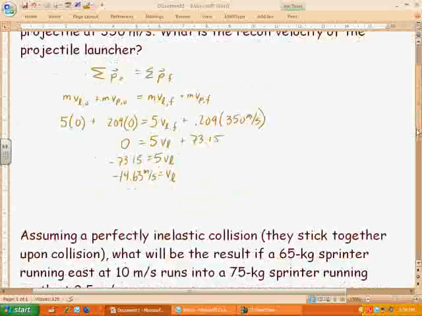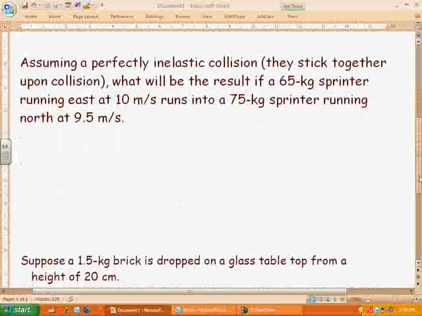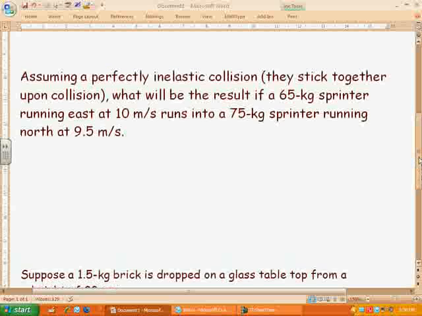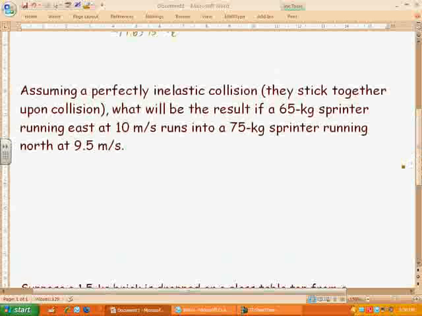Alright, let's go ahead and look at another one. So now we're looking at a perfectly inelastic collision, which all that means is that when it gets down to it, the two objects are going to stick together. So what will be the result if a 65 kilogram sprinter going east at 10 meters a second runs into a 75 kilogram sprinter running north at 9.5 meters per second? Essentially we have to conserve the momentums.